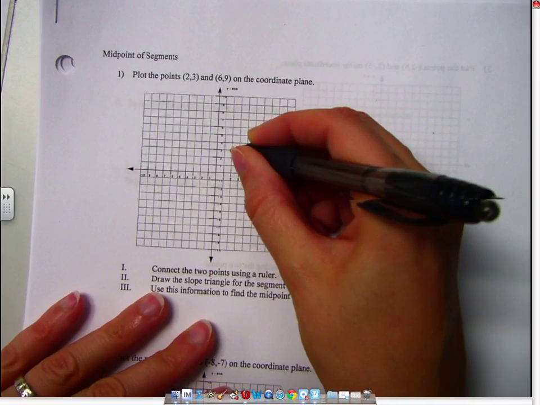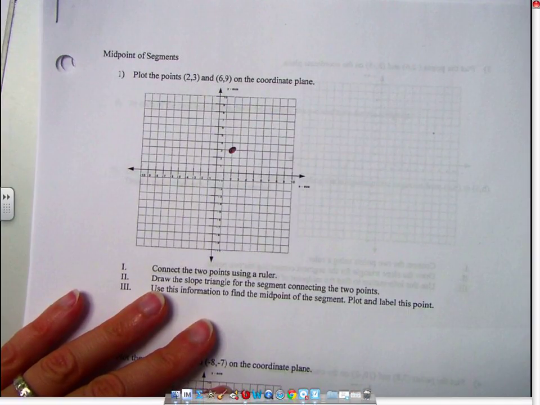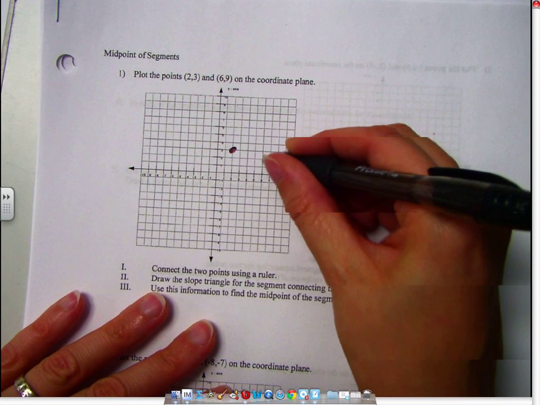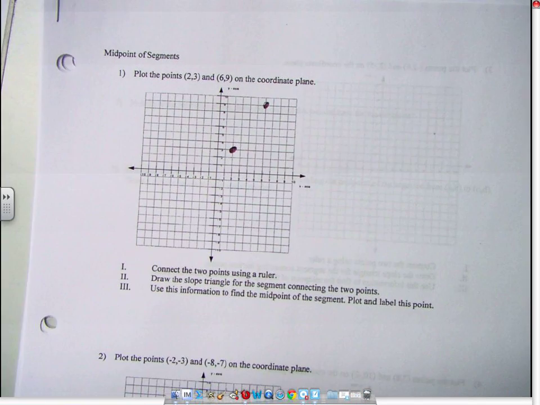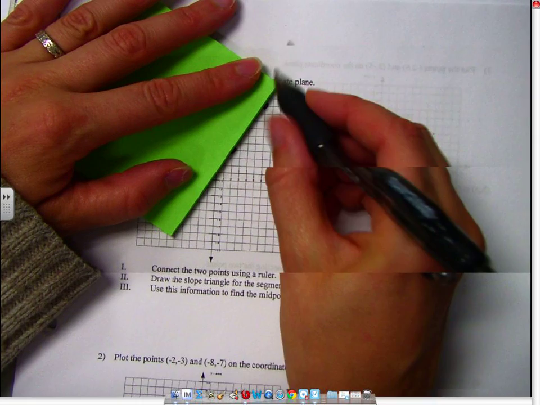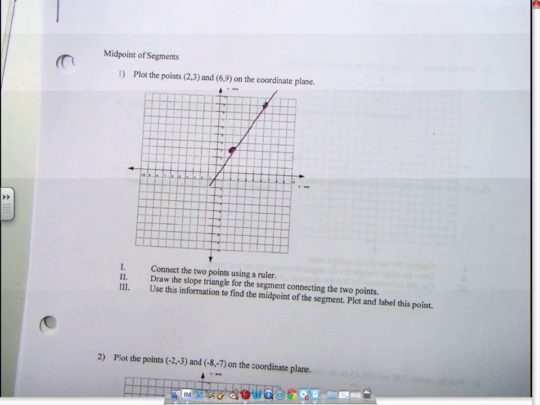Okay, we're going to plot point 2, 3 with your regular pen or pencil. And we're going to go over 6, 9. Okay, we plotted those 2 points. We're going to take a straight edge. I just like to use a piece of paper. You can use a ruler if you'd like. You're going to draw that straight line, okay? We're going to draw the slope of the triangle.